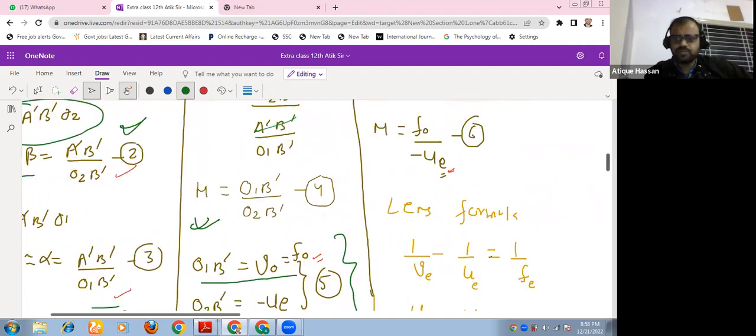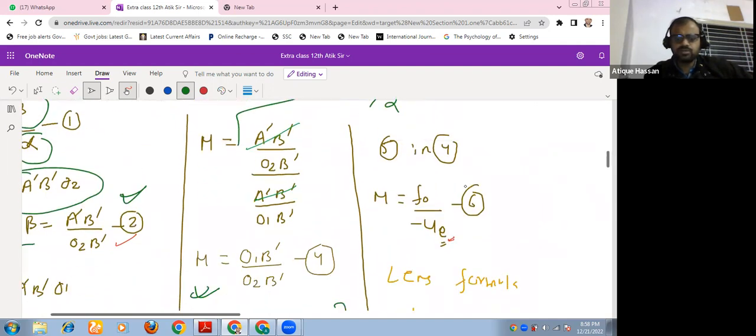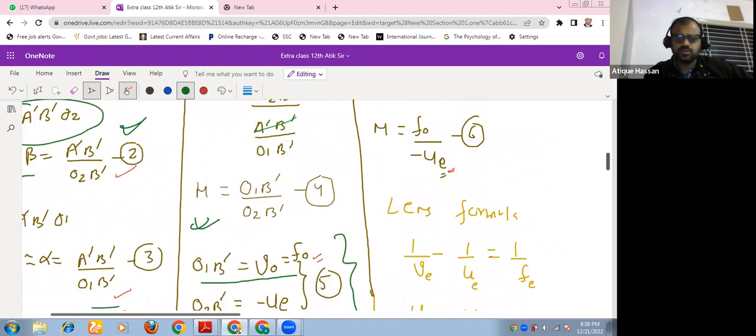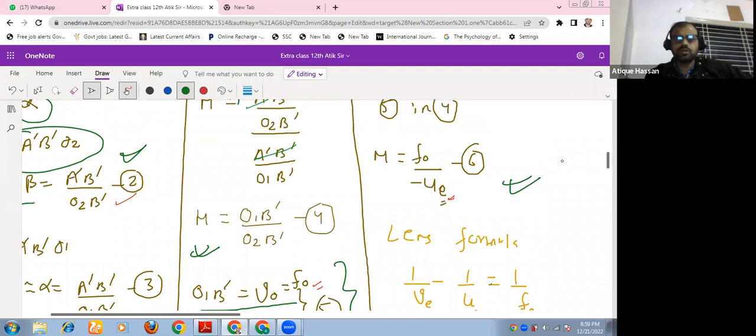So now what we have to do is put the values in the formula. So for M, we will put the value of O1 B dash, which was F naught, and O2 B dash, which was minus UE. So we got the magnification like this. Now how to find F naught by UE? We don't know F naught. We don't know the value of UE, right? F naught is known generally, but we don't know UE.